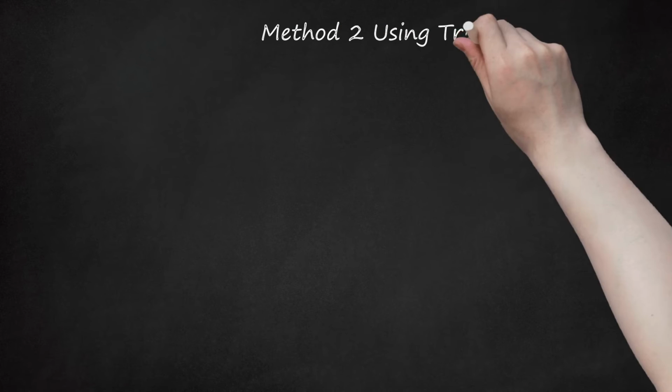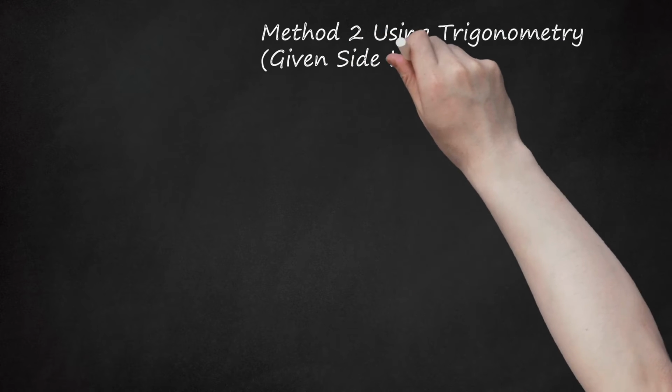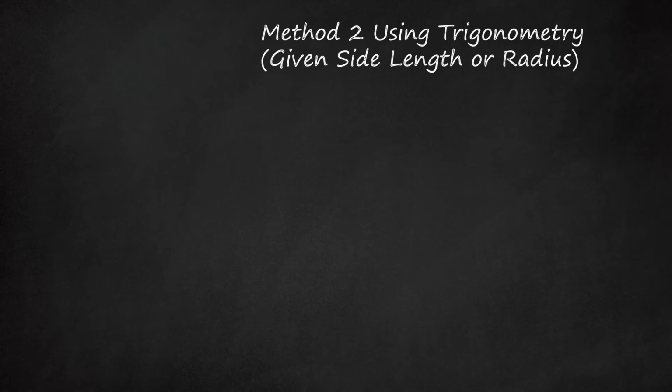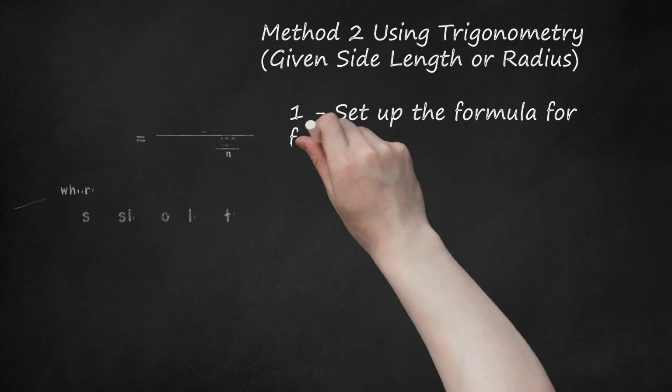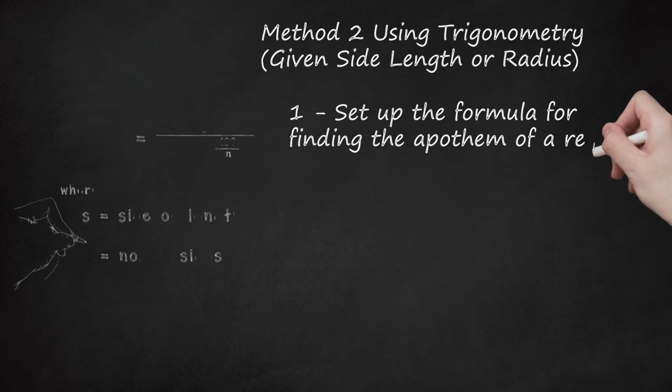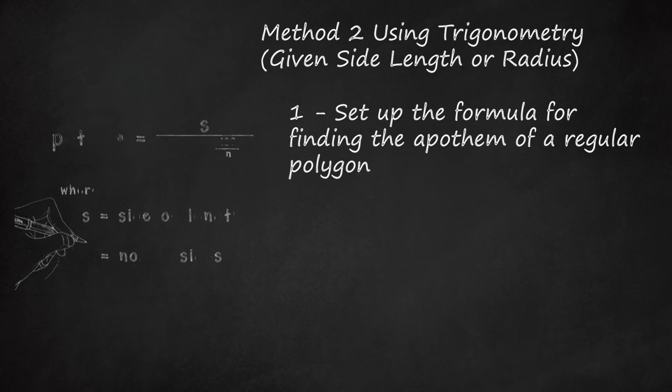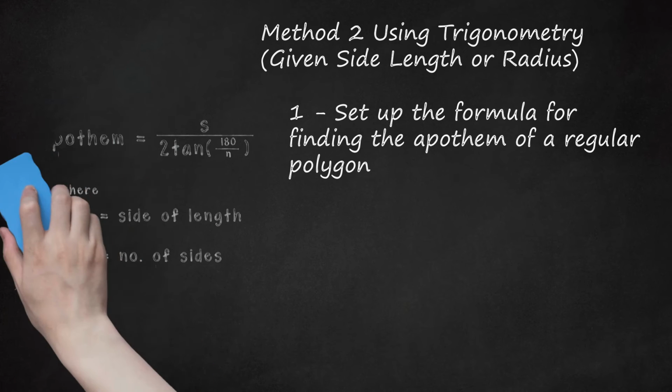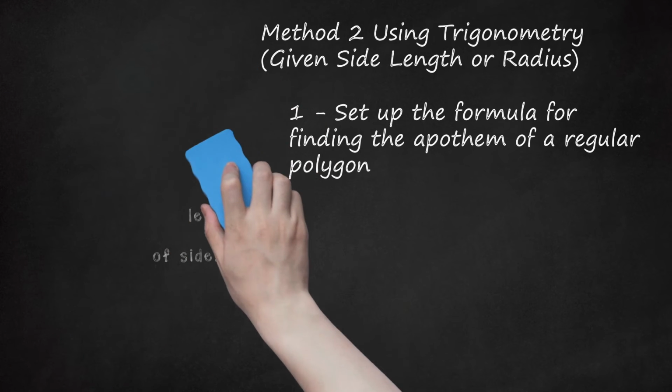Method 2. Using trigonometry, given side length or radius. 1. Set up the formula for finding the apothem of a regular polygon. The formula is apothem = s / (2 tan(180/n)), where s equals the side length of the polygon and n equals the number of sides the polygon has.